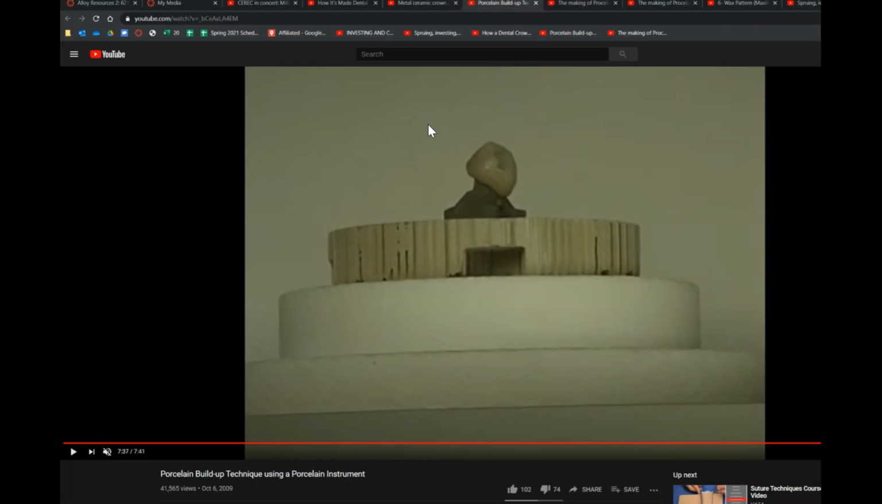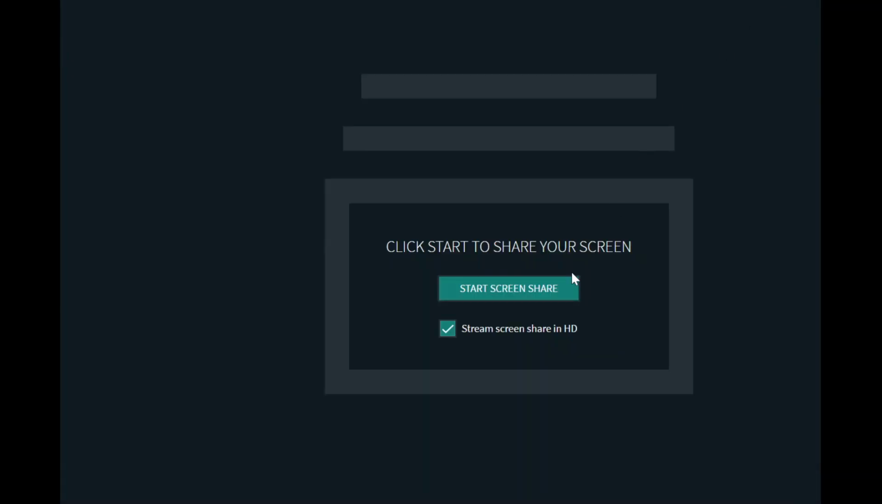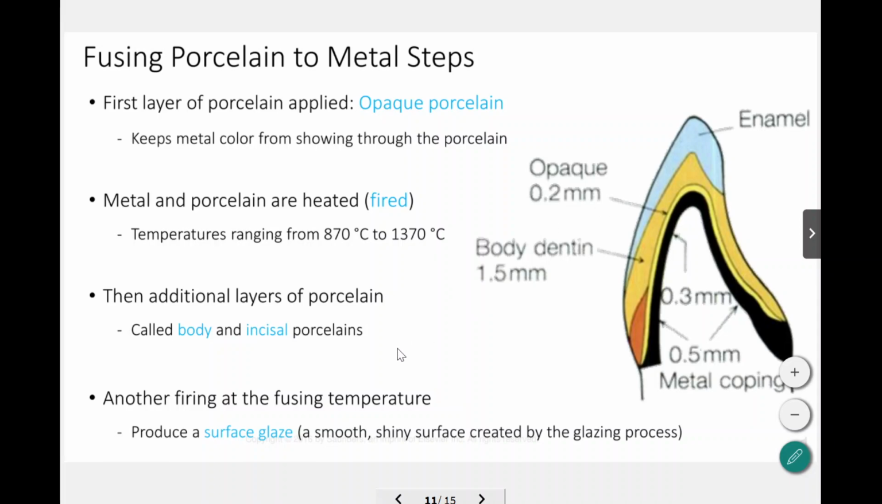Okay, so that is our, that's our porcelain fused to metal steps that we do to make a porcelain crown. Okay, or porcelain fused to metal crown. So let's move on.